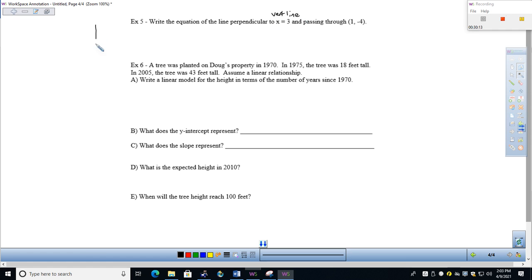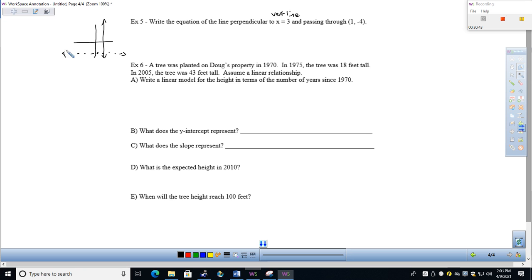Let's see it visually. So x equals 3, so I would go over on the x-axis, 1, 2, 3, and it would be a vertical line. And again, if you were to pick any point on this vertical line, guess what the x-coordinate would be? 3. And that's why it's defined that particular way. All right, and it passes through 1, negative 4, so something like that. And we want it perpendicular to that vertical line. So obviously a line that's perpendicular to a vertical line is a horizontal line.